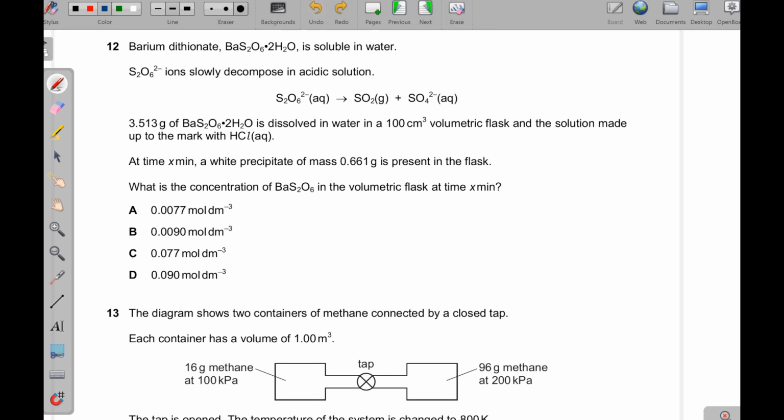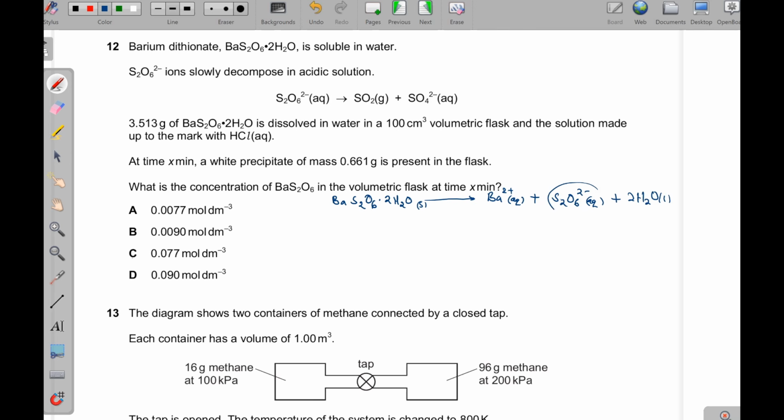Now, since this one dissolves in solution, that means it is going to separate into barium ions and the dithionate ion, 2 minus. So you have here barium dithionate, this one dissolves in water to give you barium ions, and then we also have the dithionate ion, 2 minus, plus the water.